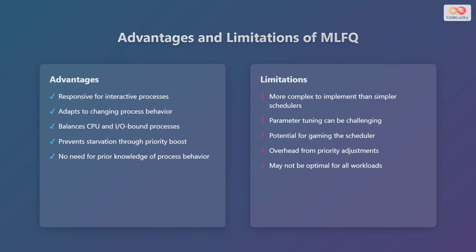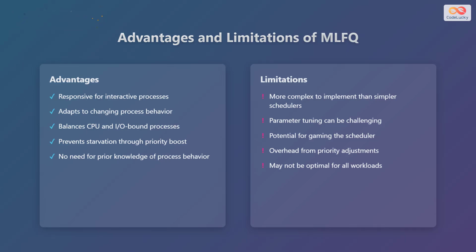Let's discuss the advantages and limitations of using the multilevel feedback queue scheduling algorithm. Among the advantages, multilevel feedback queue is responsive for interactive processes, providing them with quick turnaround. It adapts to changing process behavior, ensuring that the scheduling remains efficient. It balances CPU and input-output bound processes, preventing one type from dominating the CPU. It prevents starvation through its priority boost mechanism, and it does not need prior knowledge of process behavior, making it flexible. However, there are also limitations.